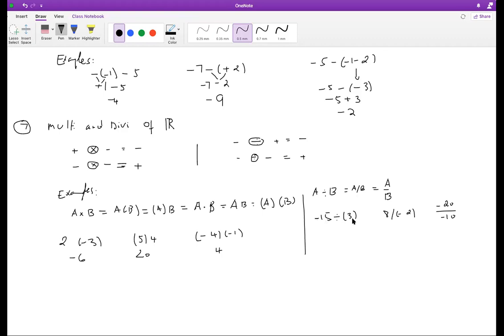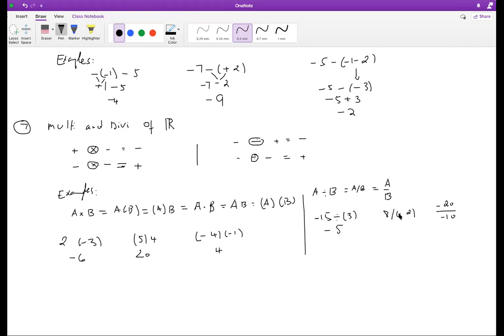Negative 15 divided by 3 will be, think about the sign first and then get the value. So we divide a negative, negative divided by positive. Think about these rules. What is the sign of the result? It's going to be a negative 5. That's right, it will be negative. Then the value 15 divided by 3 will be 5.